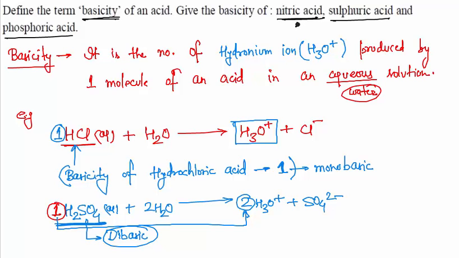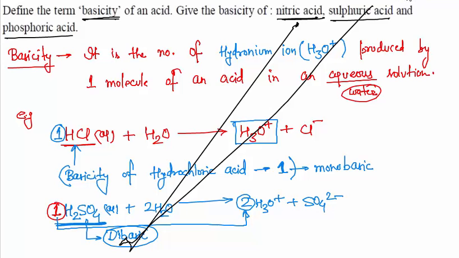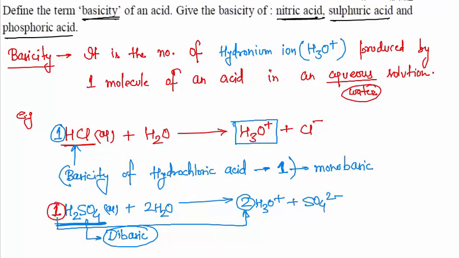Okay, so the answer is: nitric acid basicity is 1, sulfuric acid basicity is 2, and phosphoric acid basicity is 3. Okay, hope you understand this concept.